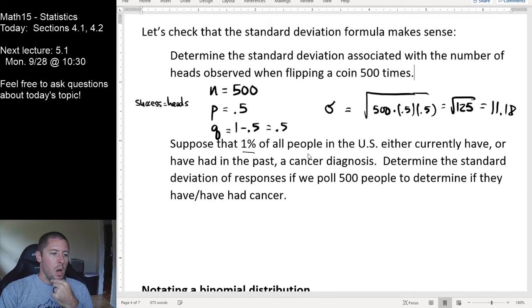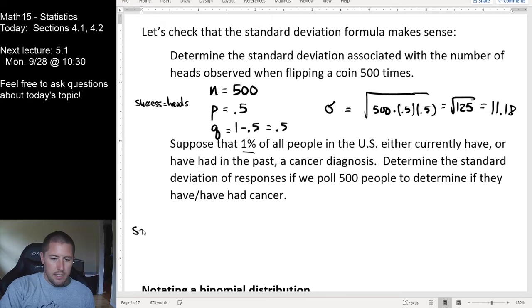1%, at least as far as whole number percentages go, is sort of as far away as I can get to an equal 50-50 split. Again, I could make this like 0.01% and it would be even further away right here. I'm just trying to use reasonable numbers. So in this case, suppose that 1% of all people in the US either currently have or have had in the past a cancer diagnosis. What I want to know is what is the standard deviation of responses if we poll 500 people and ask, hey, do you currently have cancer or have you previously had a cancer diagnosis?